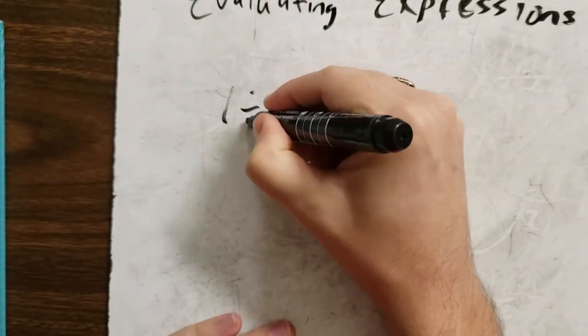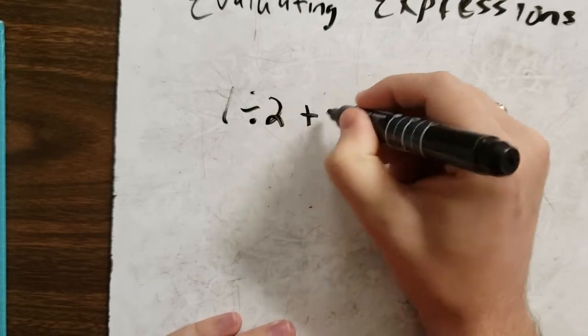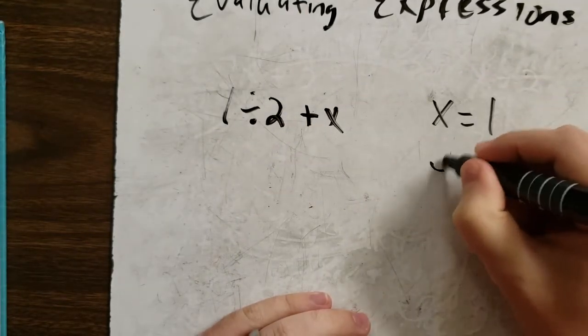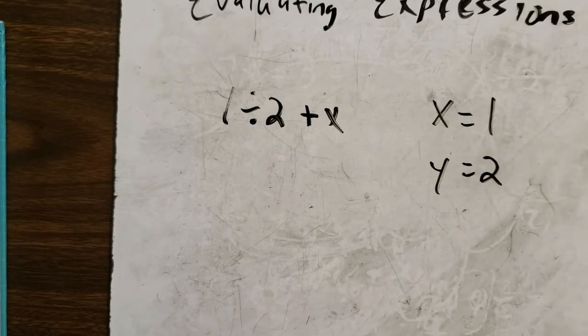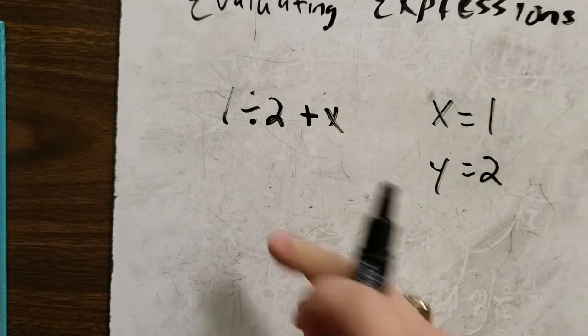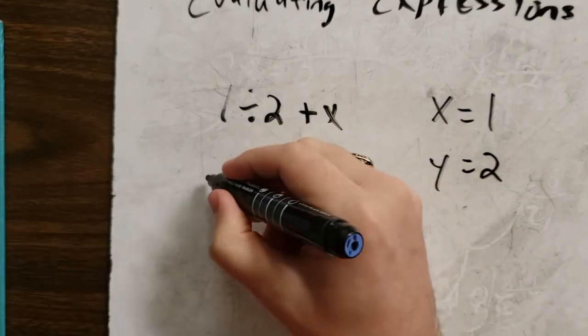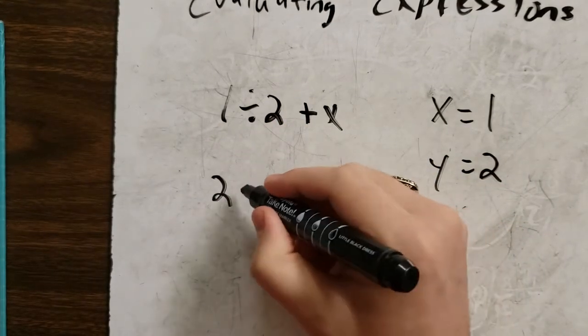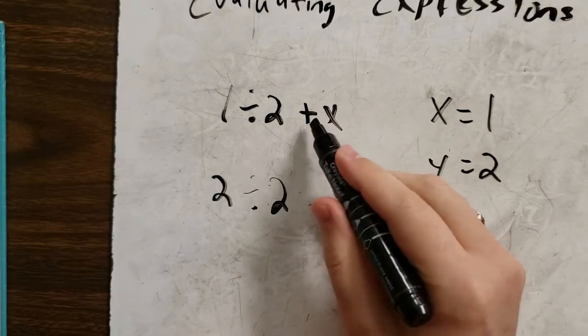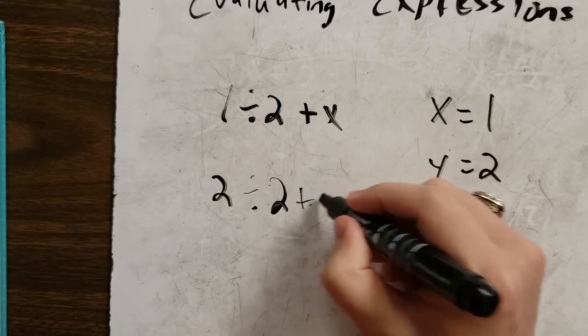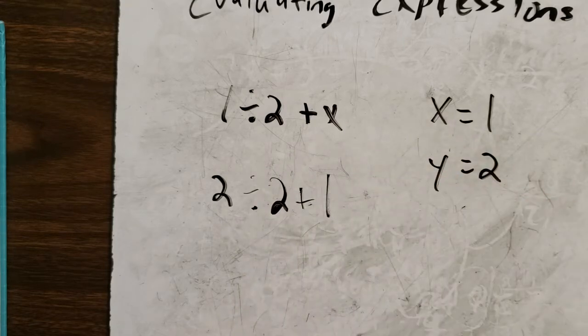y divided by 2 plus x, when x equals 1 and y equals 2. So once again, our y value we see is 2. So when we see our y, we substitute 2. Bring down our division sign, 2 plus x. x equals 1, so when we see our x, we substitute a 1 in for it.